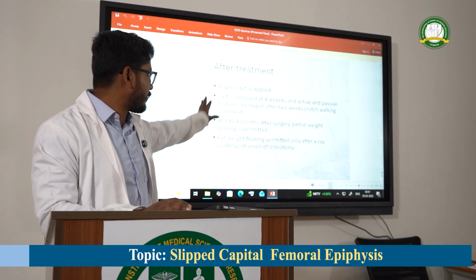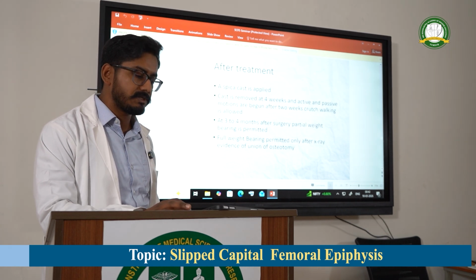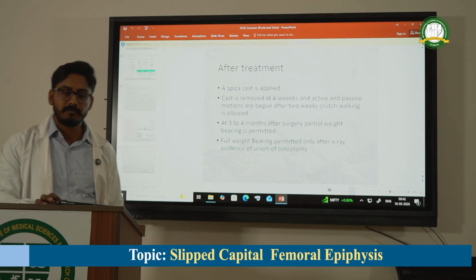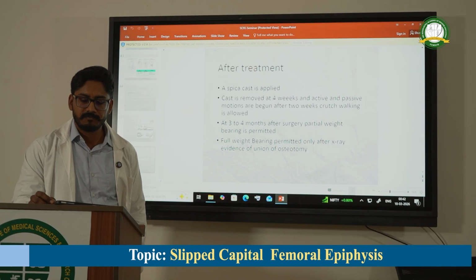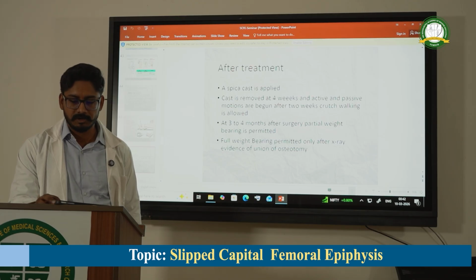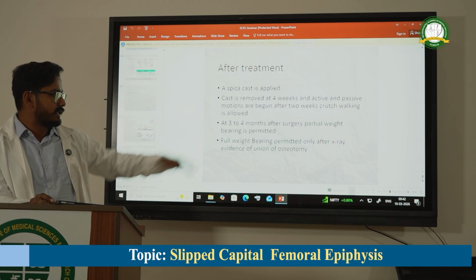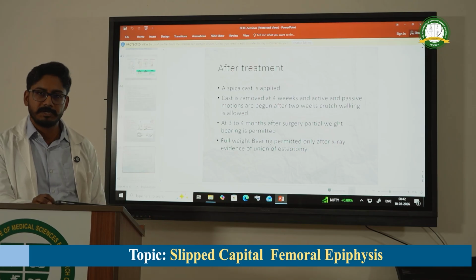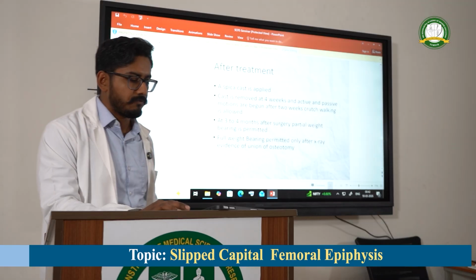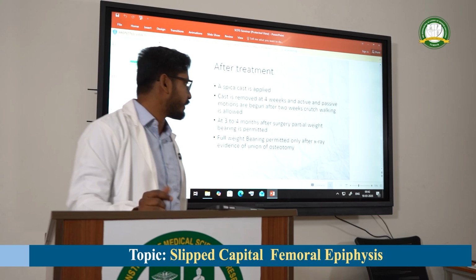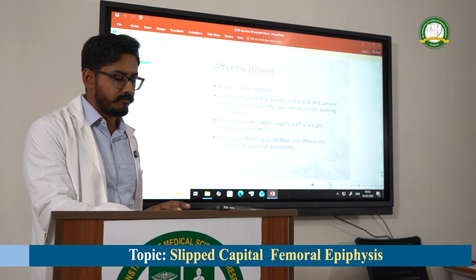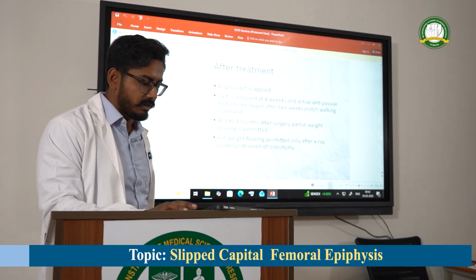Post-surgery, we will apply the spica cast, and cast is removed at 4 weeks. Active and passive motions are begun. After 2 weeks, we will make the patient walk using crutch. At 3 to 4 months after surgery, we will advise the patient for partial weight bearing. The full weight bearing is permitted only after confirmation of the union on the X-ray.